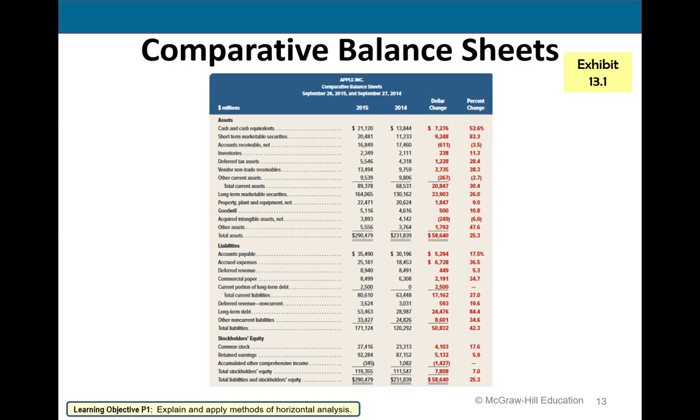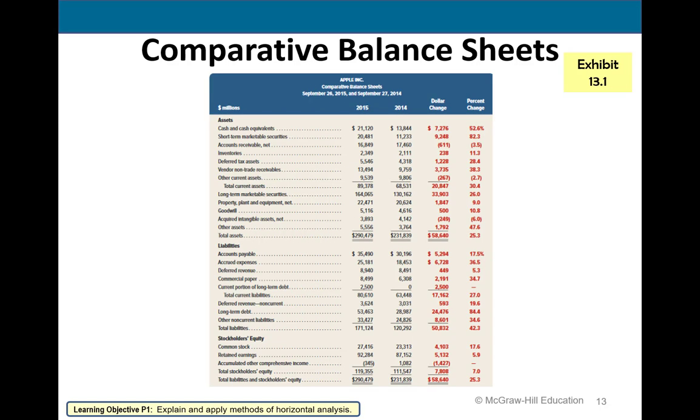Analysis of comparative financial statements begins by focusing on large dollar or percent changes. We then identify the reasons for these changes and, if possible, determine whether they are favorable or unfavorable. We also follow up items with small changes when we expect the changes to be large.